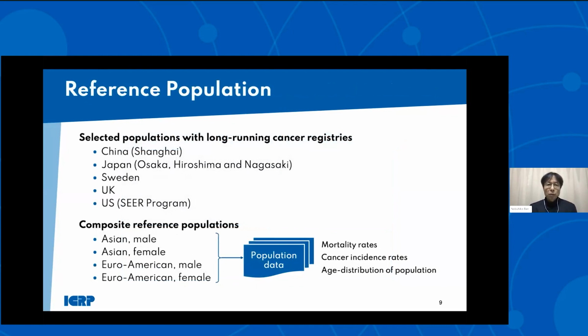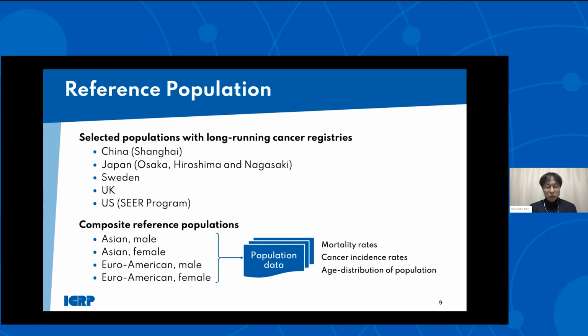As a first step of calculation, it is necessary to define populations for which radiation detriment is calculated. To utilize incidence-based cancer risk models, baseline cancer incidence data need to be prepared. So in publication 103, populations with long-running cancer registries were selected. They were Shanghai from China, Osaka, Hiroshima, and Nagasaki from Japan, Sweden, United Kingdom, and US SEER program.